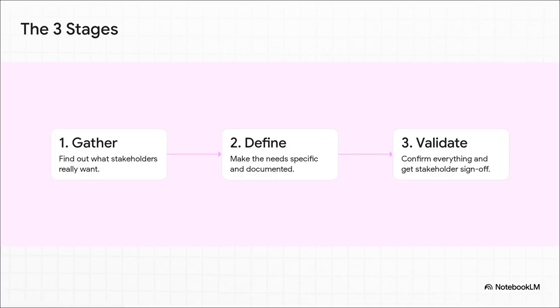This whole playbook really boils down to three main stages. Think of it like a funnel. You start super wide by gathering all the ideas and requests. Then you start to narrow it down by defining them really precisely. And finally, you end up with one single clear output that everyone, and I mean everyone, agrees on.